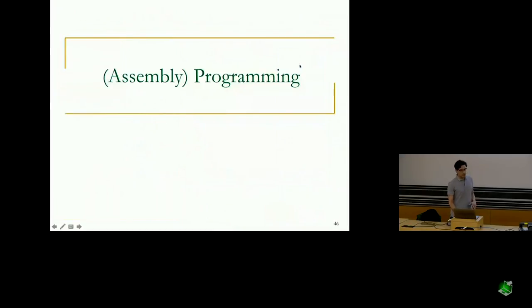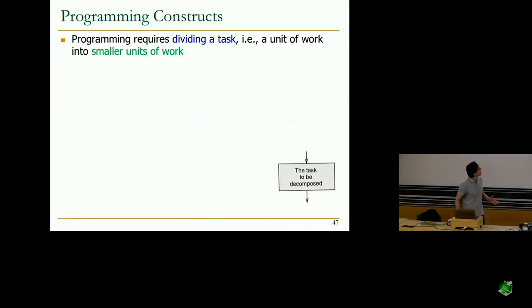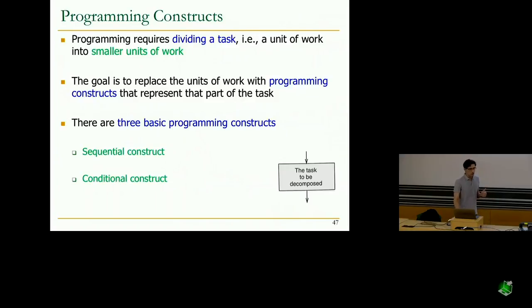Okay, so now let's start with the second part, assembly programming. The very first thing that we have to talk a little bit about, you are probably already familiar with this because you have studied programming, but here we are going to focus on assembly. Programming, as you know, requires dividing a task into smaller units of work, and each of these units of work is going to be represented by a programming construct. There are 3 main programming constructs: sequential, conditional, and iterative. Let's take a look at them.